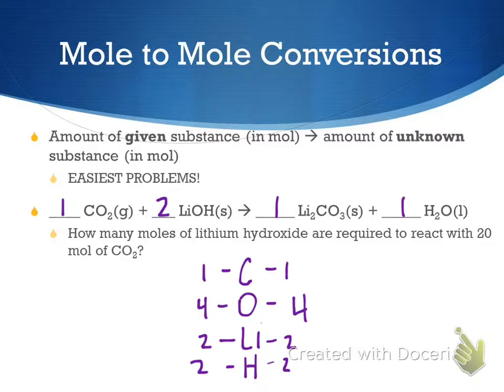Okay, do we agree that it's balanced here? Okay, I think I hit everything. 1 carbon on each side, 4 oxygens. On the left, 1, 2, 3, 4, and 1, 2, 3, 4, and then 2 hydrogens, 1, 2, and 1, 2. Okay, so now I want to go about answering that question.